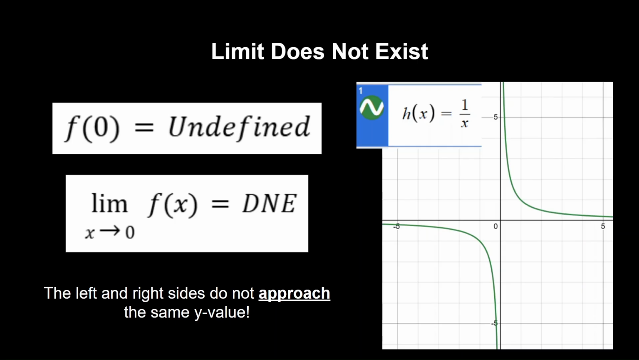You can see the actual function is undefined, the limit is undefined, but instead of writing undefined for limits, we write DNE, sorry, DNA is biology, oh my goodness. DNE, which stands for does not exist.